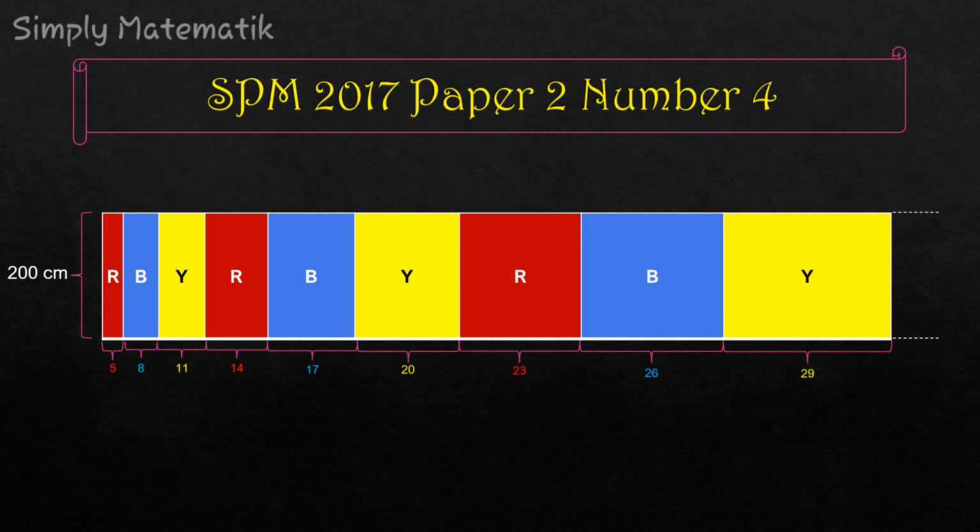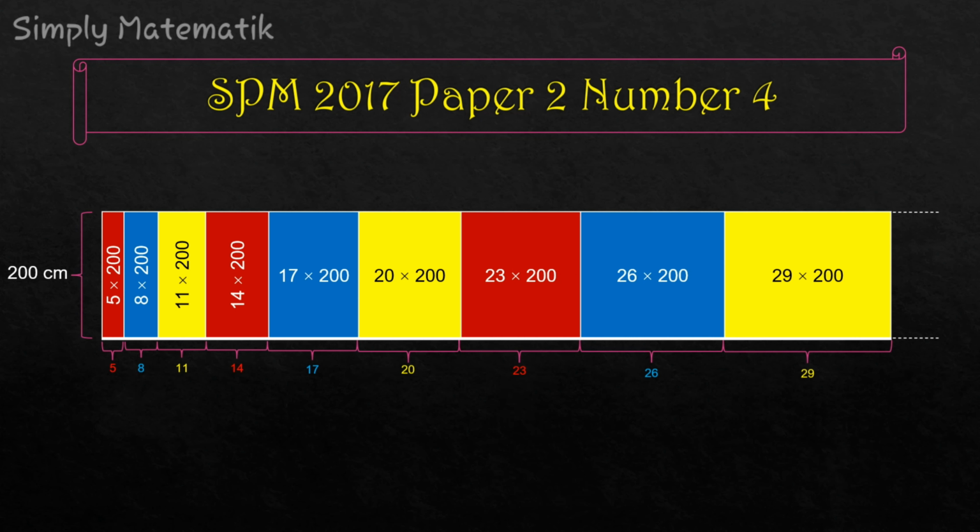For the second method, we use the pattern for the area. This is the sketch of that wall. So we will find its areas. The first one is 5 times 200, then 8 times 200, then 11 times 200 and so on. So it is 1000, then 1600, then 2200, then 2800 and so on.